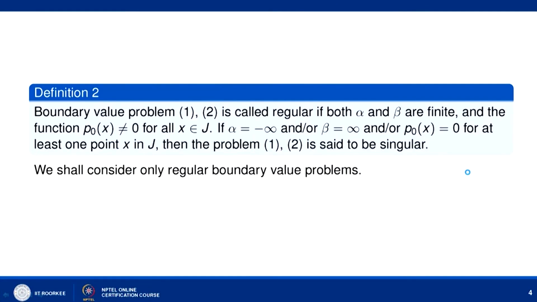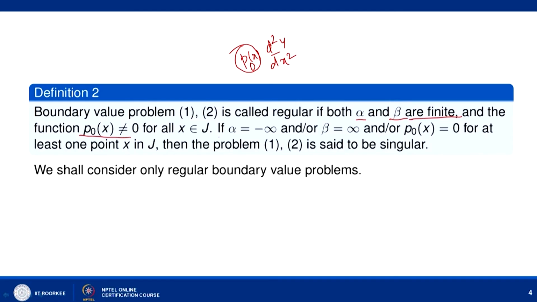Now, we define a regular boundary value problem and singular boundary value problem. We simply say that boundary value problems 1 and 2 are called regular if both alpha and beta are finite and the coefficient p naught x, the coefficient of d2y by dx square, is non-zero in the entire interval J. So, if the interval is finite and the coefficients are non-zero, then we call our boundary value problem a regular boundary value problem. Otherwise, we call our boundary value problem a singular boundary value problem.